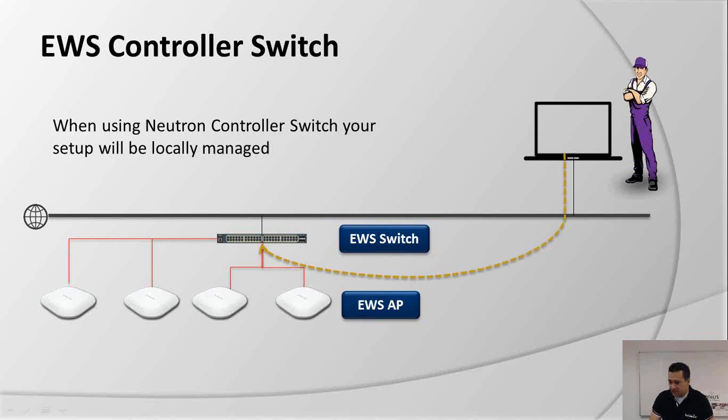Just a graphical explanation here. If you only use the controller switch as the traditional hardware configuration of the Neutron solution, you have the access points, including your controller switch, locally on site. Still, you would be able to control the network remotely if you use, for instance, a VPN or something. It is possible.